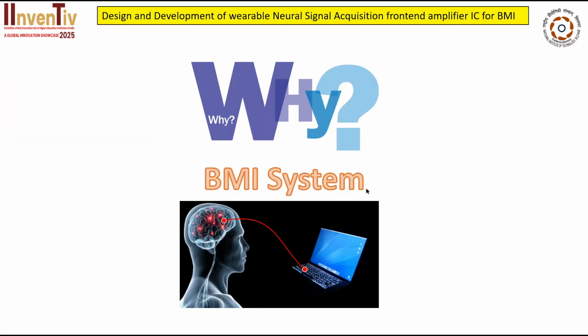So, what is a BMI system and why do we require a BMI system? A BMI system is basically an interface between the brain and a computer so that we can extract the behavior of neurons to the computer and further analyze it.